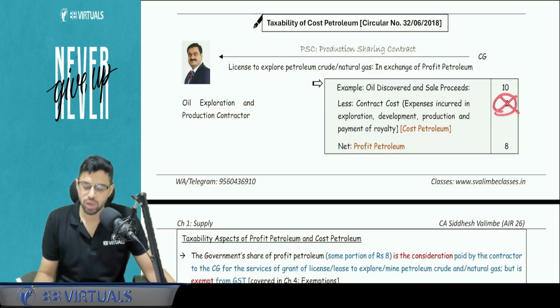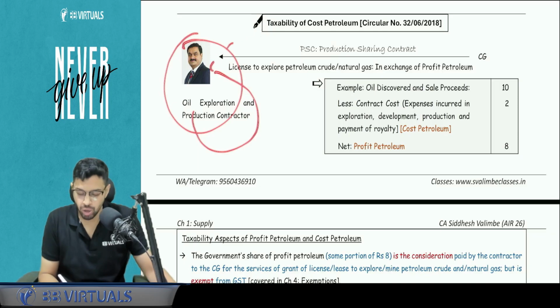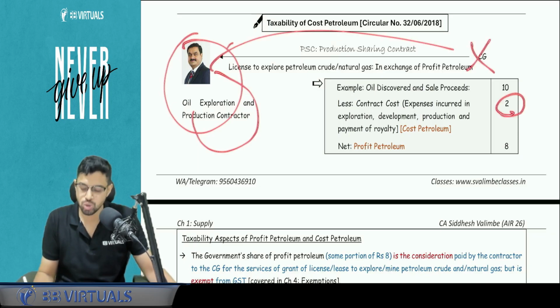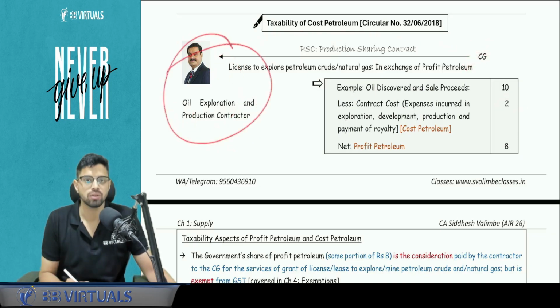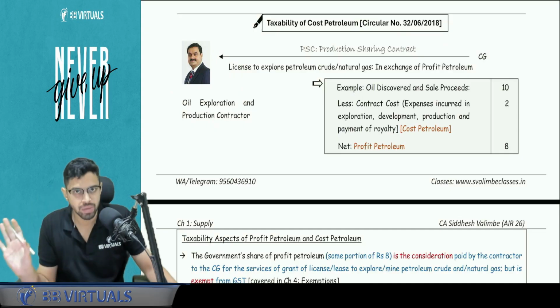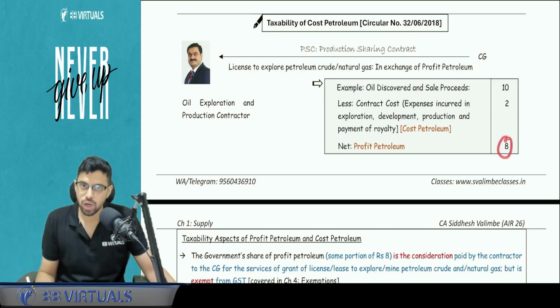Cost petroleum is not a supply. It is a recovery of cost, and this is something he did for himself. He did not incur rupees 2 for the government. He did it for himself. So cost petroleum per se is not a supply, so no GST implication. Profit petroleum, that is, out of 8, let's say 3-4 rupees go to the government.